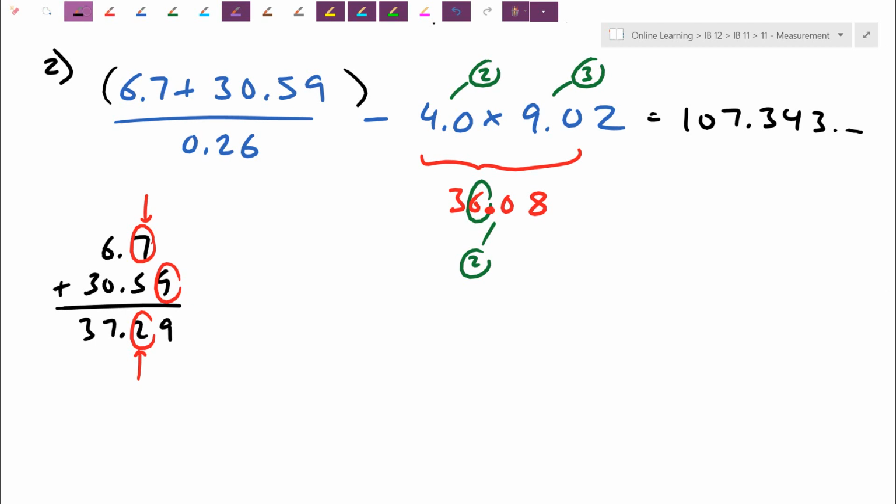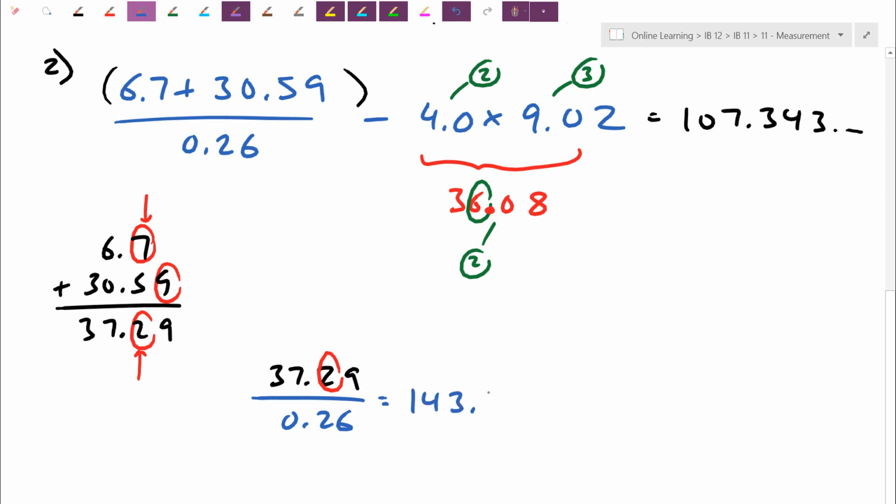Now you're going to notice in the next step, I'm going to take the entire number, 37.29, only precise up to that 2, divided by 0.26, and basically crunch it through the divide rule. So the quotient here, take the entire number divided by 0.26. This is where I get the 143.423 yada yada.